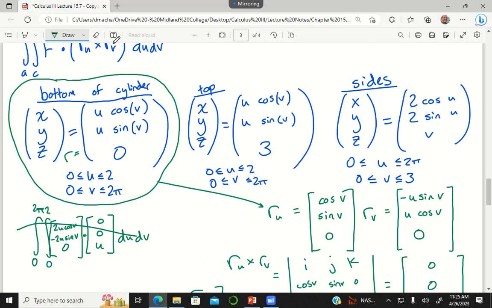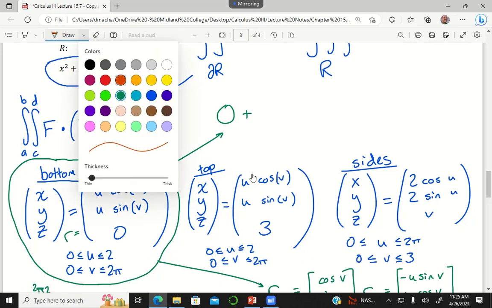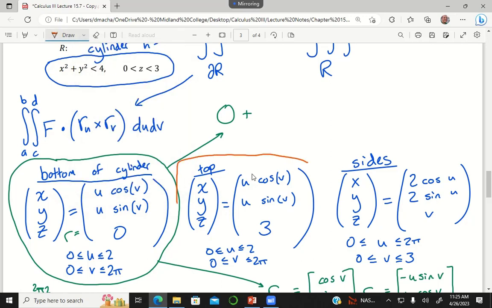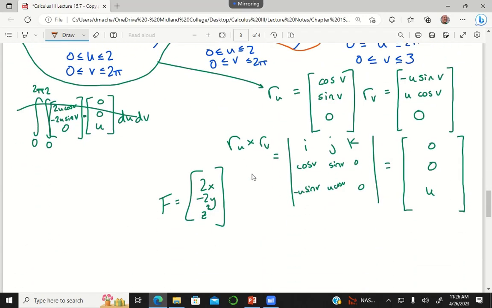So we just did the bottom of the cylinder, and we found out that that was 0. So we're going to add these together, and that's going to be a 0. Next, what we're going to do is take a look at the top of the cylinder and add that to our sum total surface integral. And I'm going to make some room here so we can do all that.